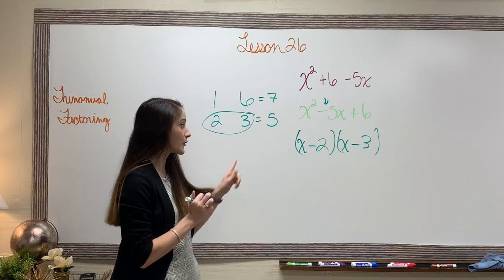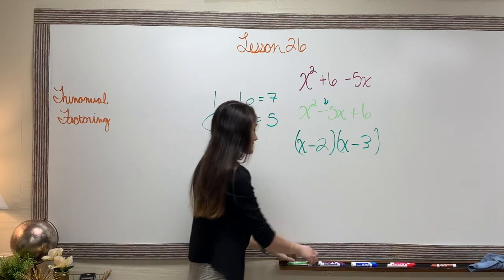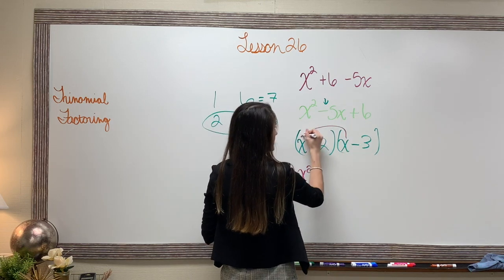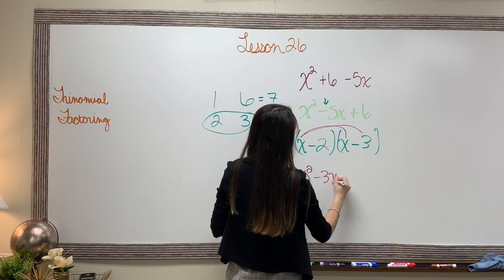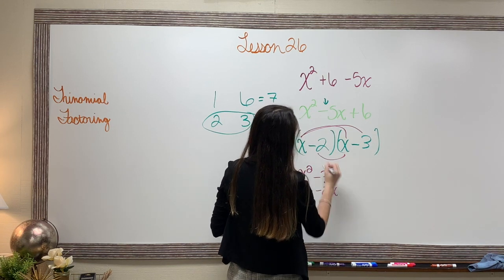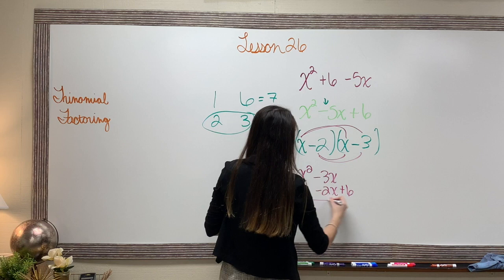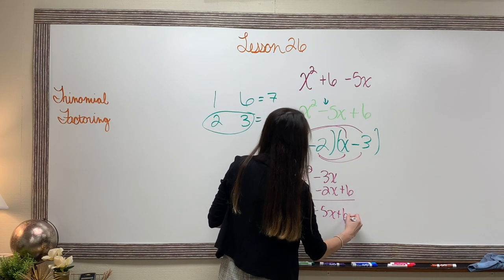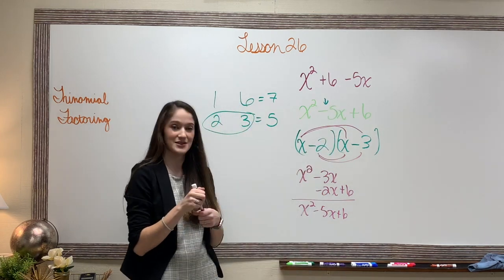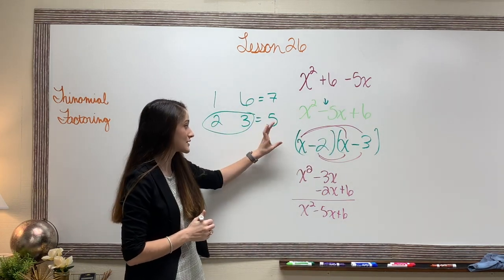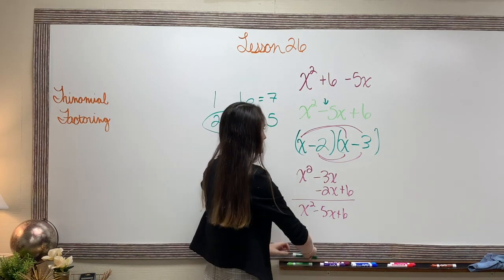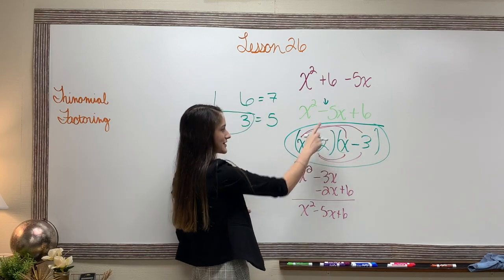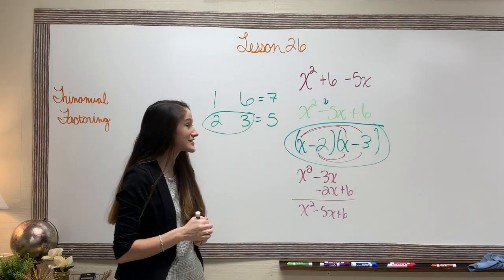And so we're gonna FOIL this out just to prove that we did it right. And so we have x squared minus 3x minus 2x plus 6. We're going to add our like terms and simplify. So we get x squared minus 5x plus 6, which is what we started with. So we know we did this right. So this part right here, this is my answer. This is what I would write on my answer sheet minus the purple lines. All right, so let's do some more practice.